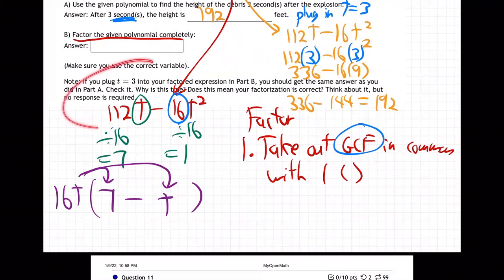You don't need to do the thing they're talking about plugging in. I mean, it's true, but whatever. We're done right there. There we go.